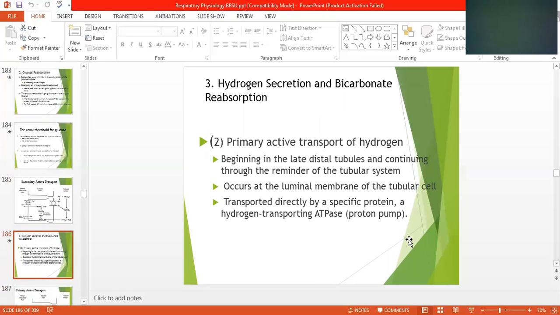Hydrogen secretion and bicarbonate reabsorption. Primary active transport of hydrogen, beginning in the late distal tubule and continuing through the remainder of the tubular system, occurs at the lumen membrane of the tubular cell, where hydrogen is transported directly by a specific protein, a hydrogen-transporting ATPase, the proton pump.